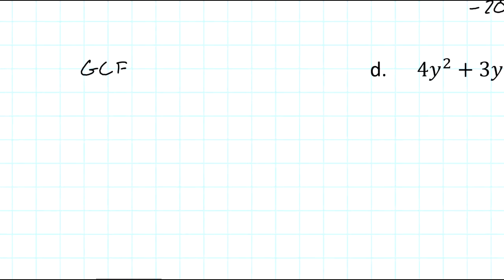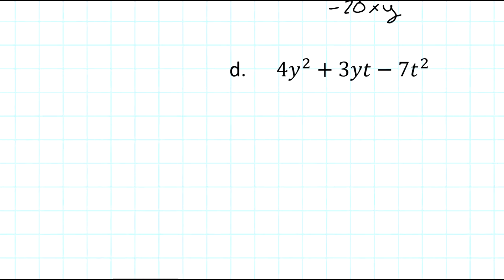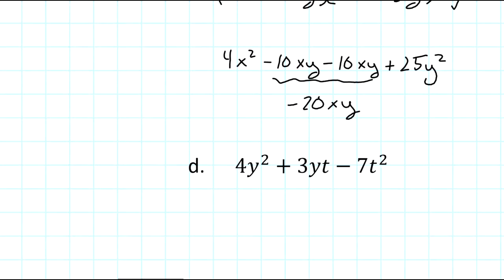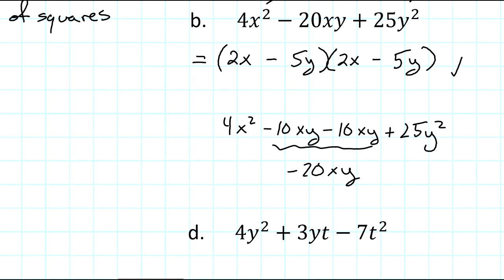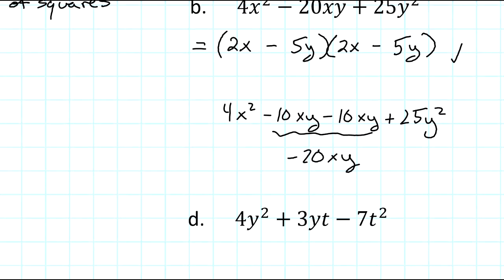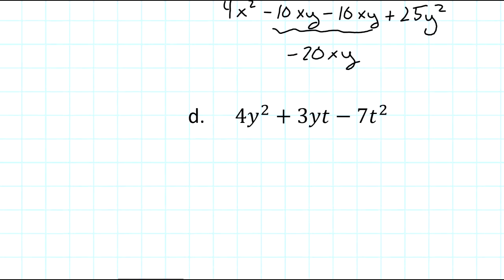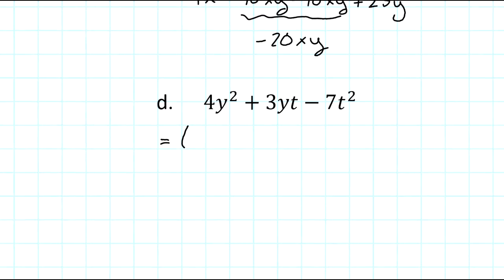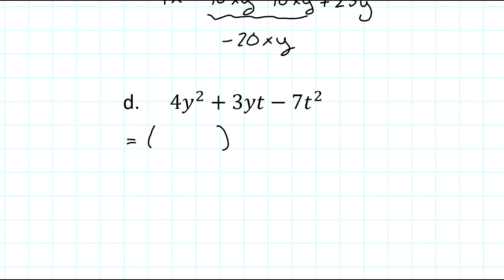Let's try another one. We've got 4y squared plus 3yt minus 7t squared. This one doesn't look as promising as the one we did before because that 7 is not a perfect square, right? Up above, we had that 25 was nice. Here, not quite so nice. So if I'm trying to factor this, we might try an AC method, or we might try a guess and check method.